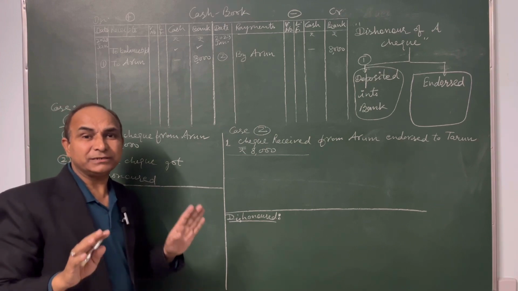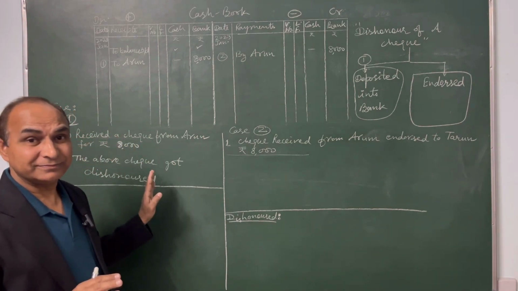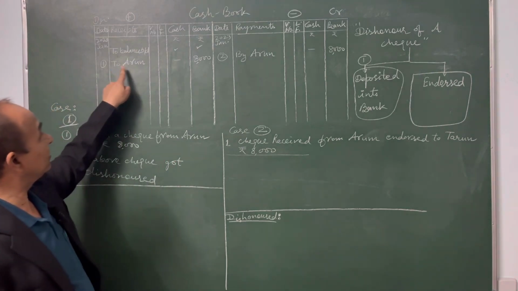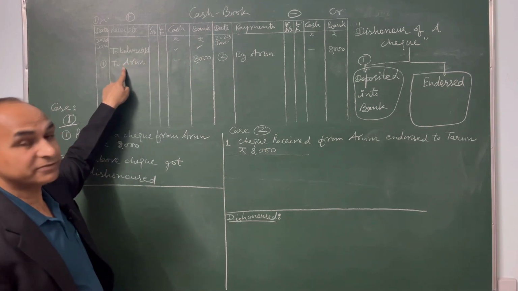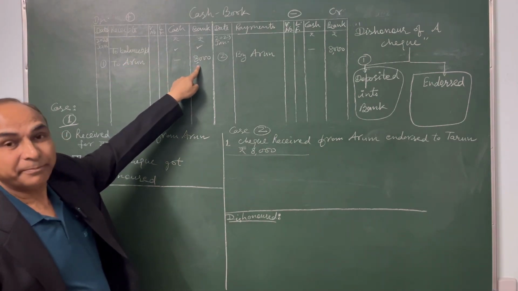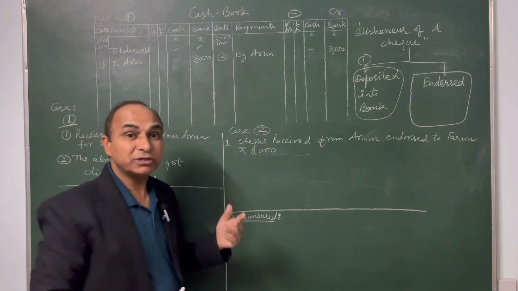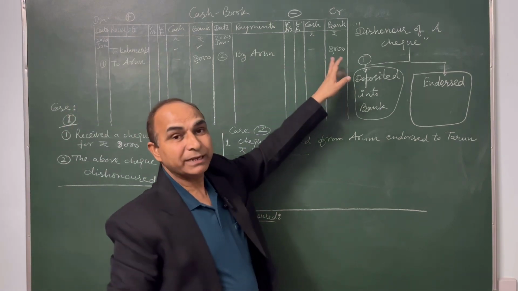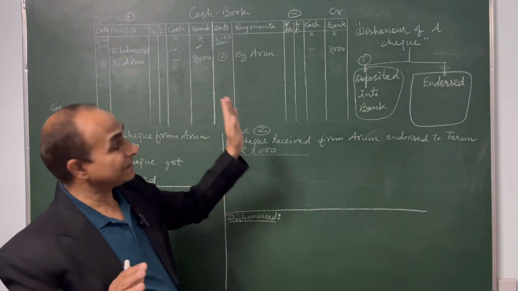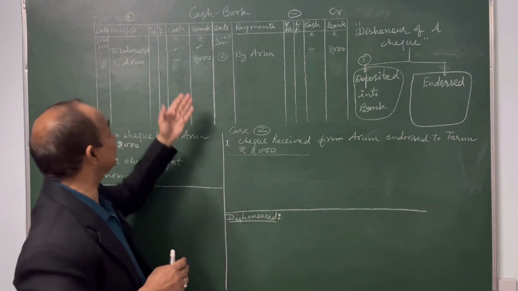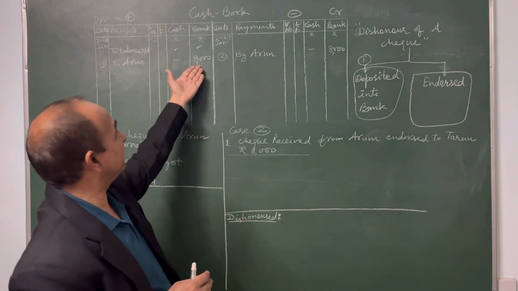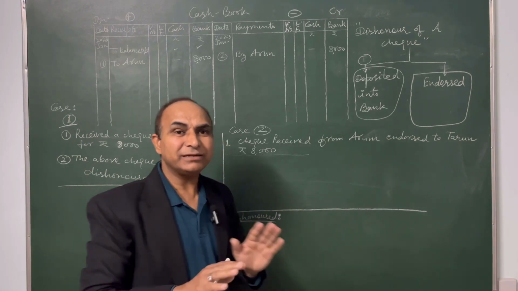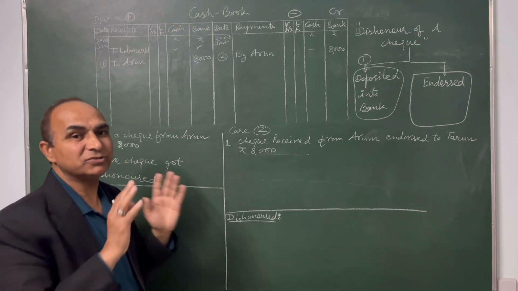So very simple treatment. I am explaining when a check is received and deposited into bank, thereafter it got dishonored. Firstly, it will be recorded on the debit side, mention the name of the person from whom check was received in the bank column. After that it got dishonored, again write the name of the person, by Arun, and it will be recorded in the bank column 8,000 rupees. So that is a cancellation entry basically, and its effect is neutralized. Bank balance increased on the debit side, bank balance decreased on the credit side. So ultimately no effect on the cash book after dishonor.